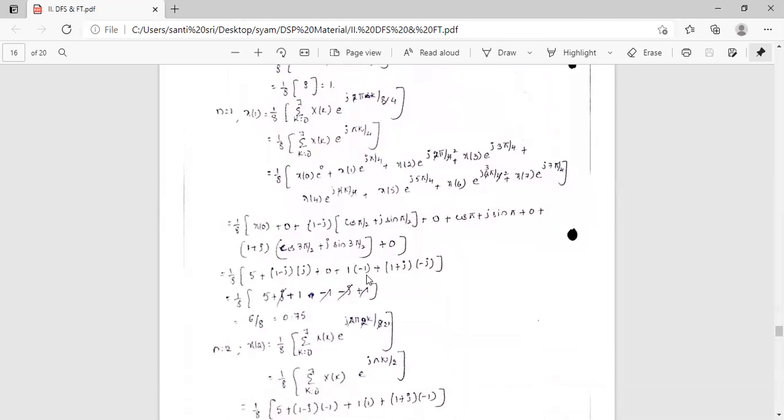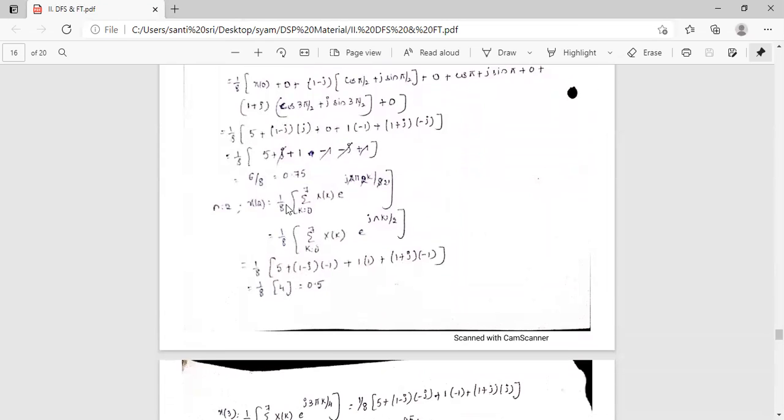So by simply substituting these values in this expression, we will get 1 by 8 into 5 plus 1 minus j into j plus 0 plus 1 minus of minus 1 plus 1 plus j into minus j. So it will become 1 by 8 into 5 plus 1, that is 6 by 8, which is 0.75. For n equal to 2, x of n is 1 by 8 into, in the same manner, sigma k equal to 0 to 7 x of k into e power j 2 pi k by 8. Okay. So by simply substituting these values, we will get x of 2 value is 0.5.